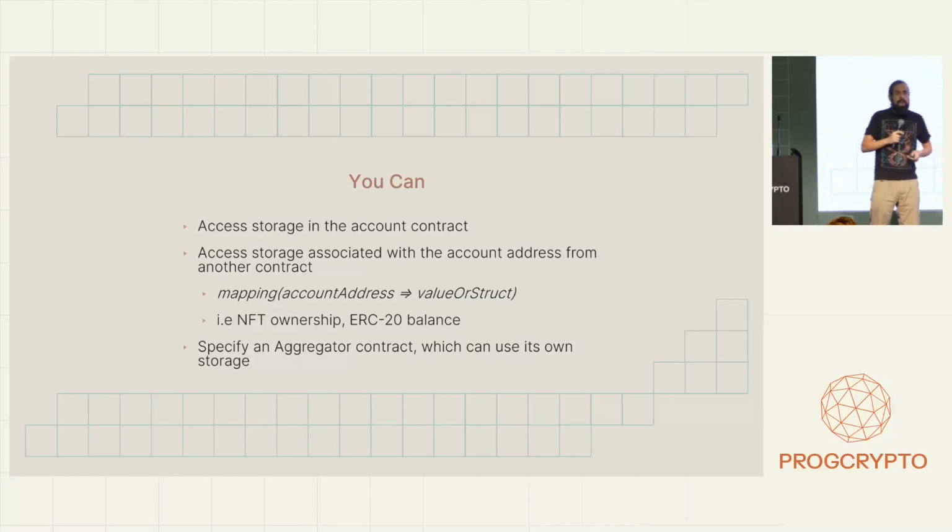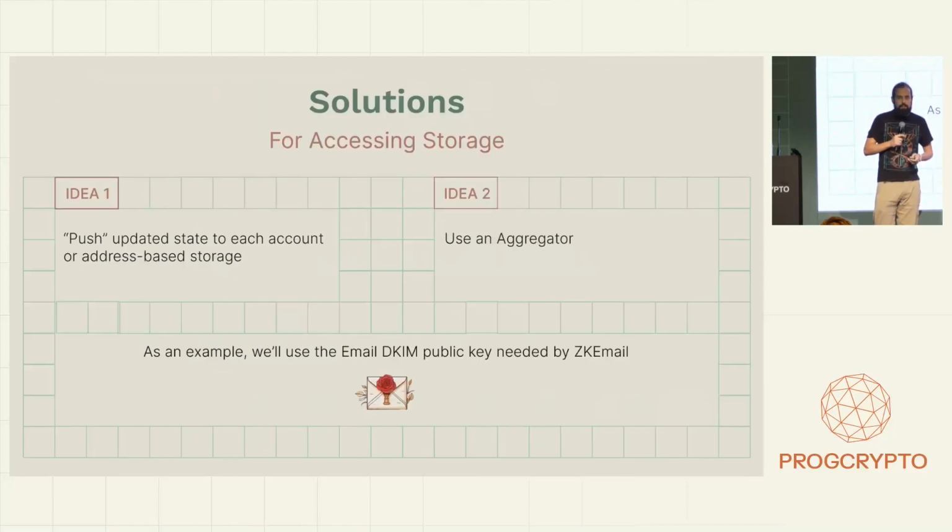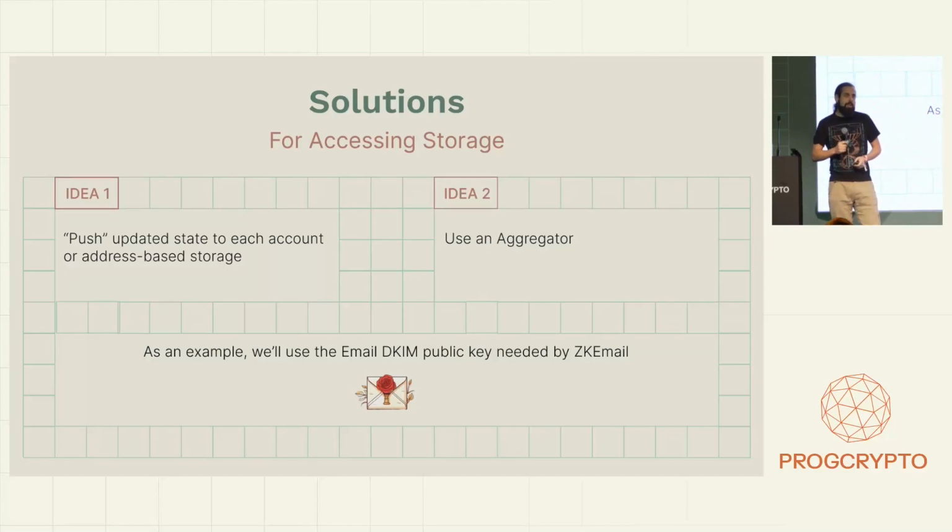And so, now that we know what we can't do, but also what we can do, we can have two general purpose solutions for how we can access storage during this validation phase that would be helpful for these more stateful verifications of zero-knowledge proofs. Number one is that when you have an update of, say, that key, you just push that to every account, or in that mapping, push to every slot for every address that you want to track. And number two is that we implement an aggregator, which we'll go over what exactly that involves. So as an example for this, we're going to use the DKIM public key that's needed by ZK email.